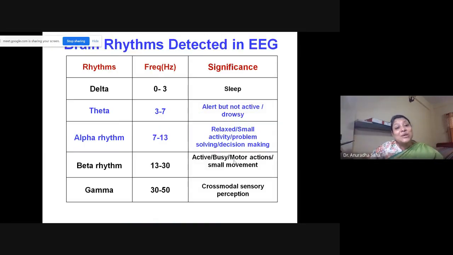Fine. So whenever this is sorted, now we should come to the brain rhythms, which are going to be important for this particular problem. So we know that we have five brain rhythms, and we have discussed previously their frequency ranges and the significance of each and every brain rhythm.